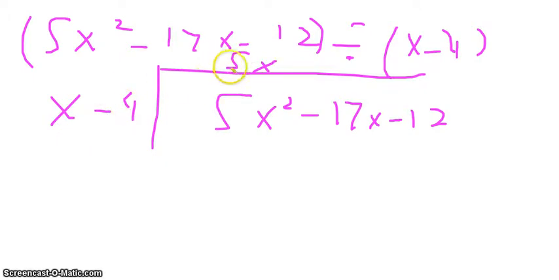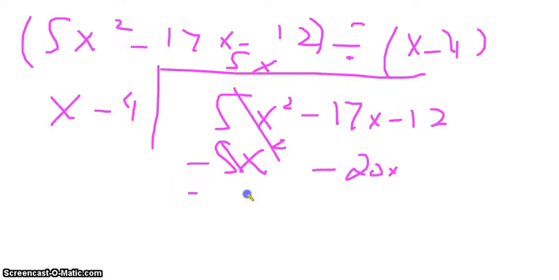4. That's 5x squared, and then it would be negative 20x, and these would cancel, and I'm left with, well, 3x. So 3x divided by x is 3, so plus 3, and now I times this by that. 3, I'm timesing it back into the x minus 4, like usual.